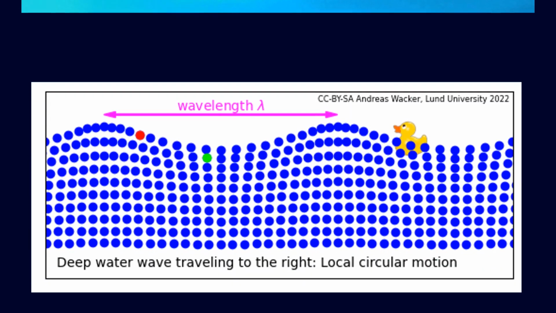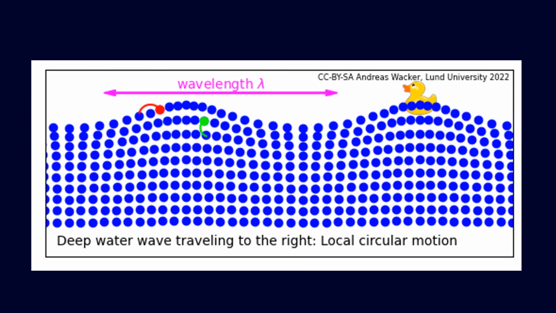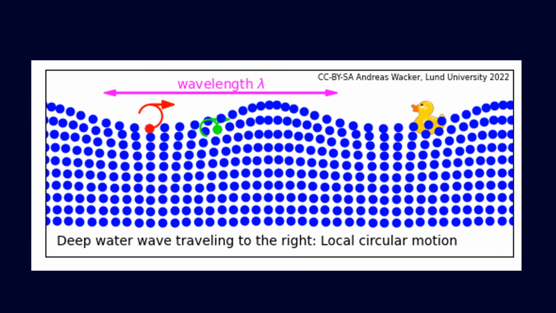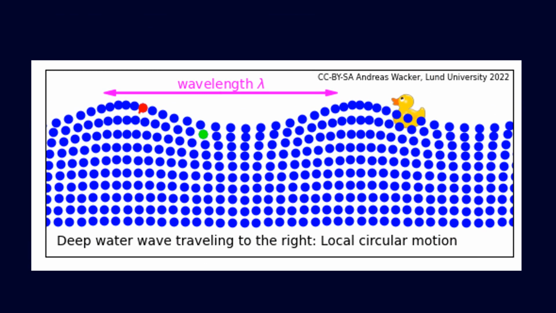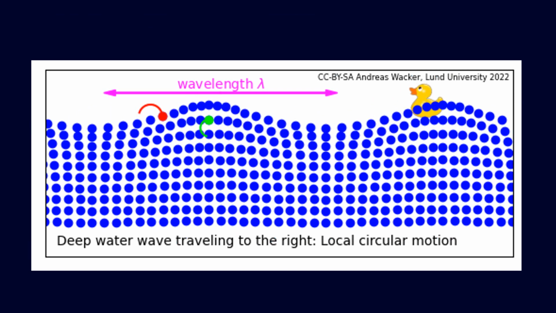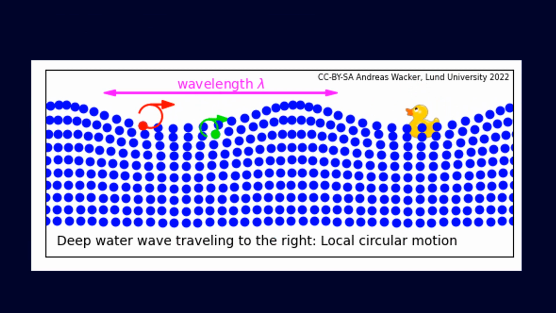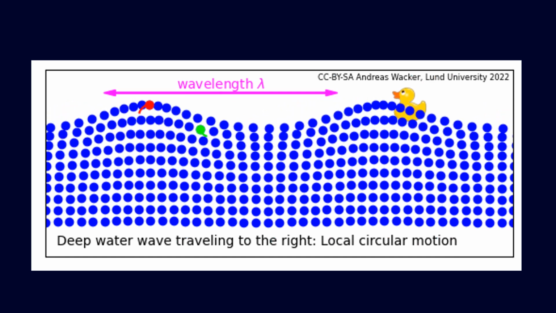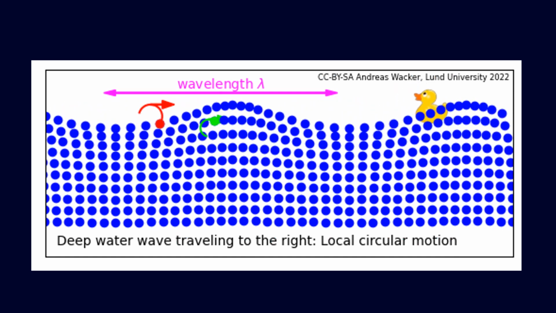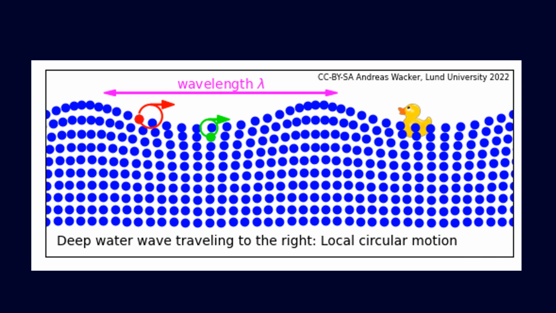The water particles go up and down, but they don't move sideways. Imagine a duck on the water. Even when the waves pass through, the duck stays in its place. The water at the surface does a little circular dance, creating the ripples we see.